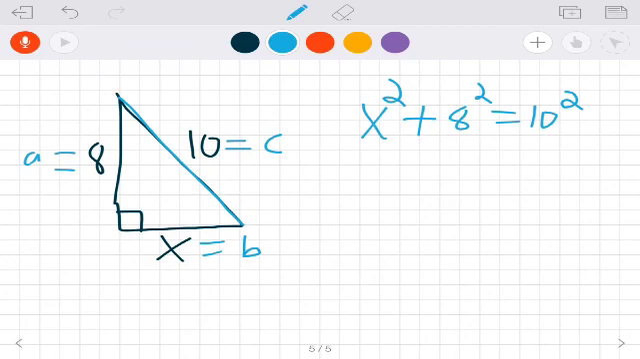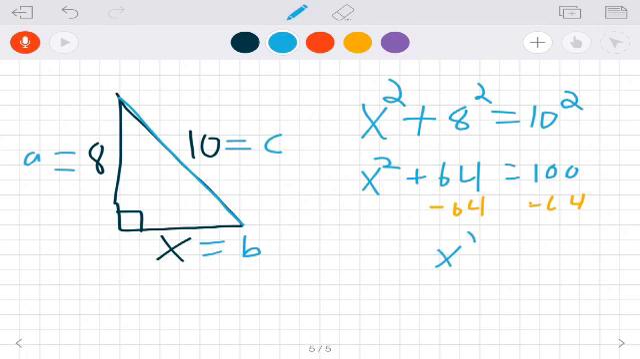Okay, and if we look at that, we're going to see that this is x squared plus 64 equals 100. And we follow our basic algebra. In this case, we take away 64 from each side. We are left with x squared equals 36. And you're looking at this and going, okay, what squared equals 36? Well, in this case, square root of this, square root of that, and x is going to equal 6.